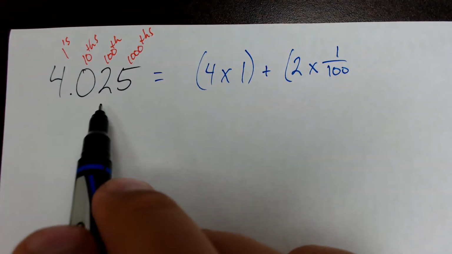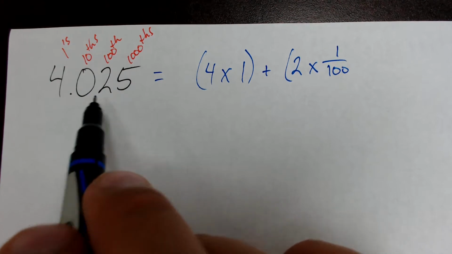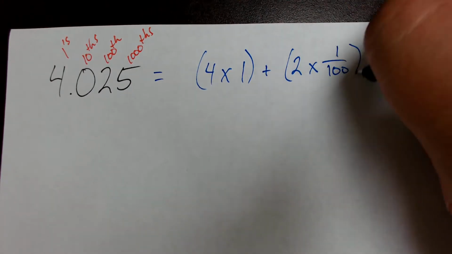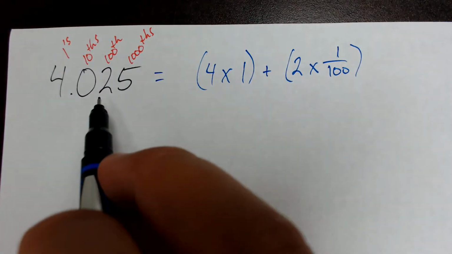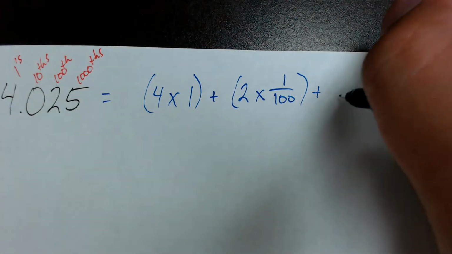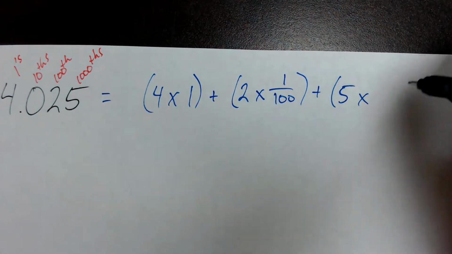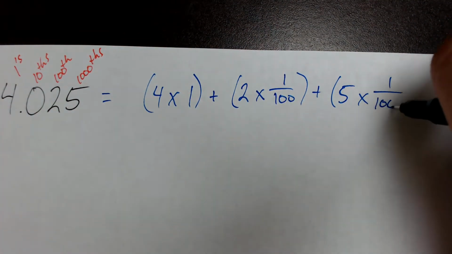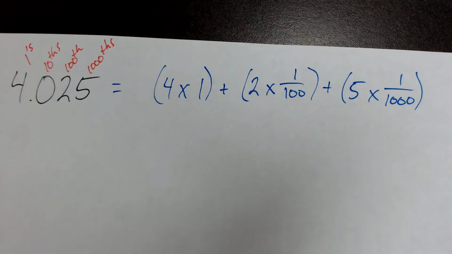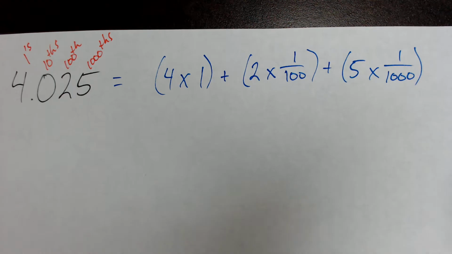So if you remember, this number is read as 2 hundredths. 2 times 1/100 would give us 2 hundredths. So we use the fraction form of that place value. Next, we go to 5 thousandths. So we put our plus sign, 5 times 1 over 1,000, or 1/1,000. That would be 5 thousandths. And that's how we turn decimal numbers into expanded notation.